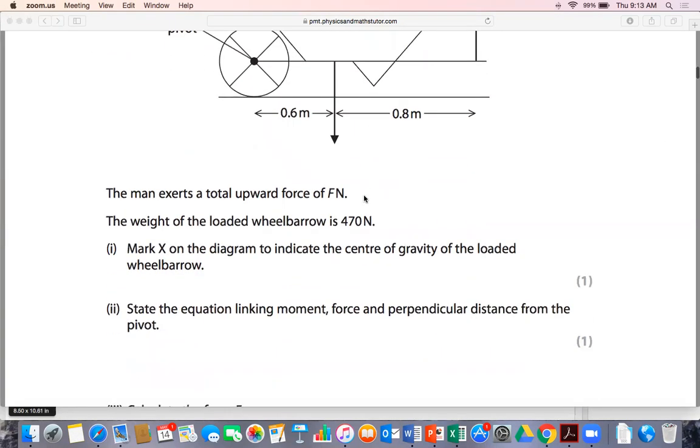State the equation linking moment, force, and perpendicular distance from the pivot. What is the equation? Moment equals force times perpendicular distance. Correct. Moment equals to force times perpendicular distance from the pivot.